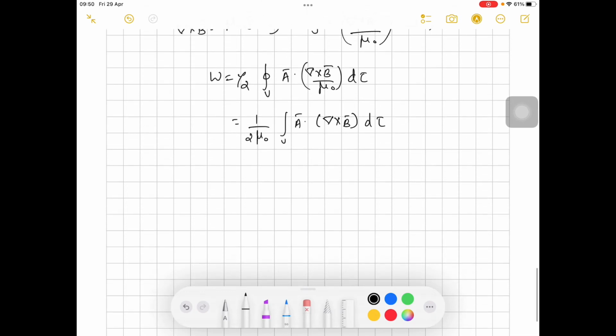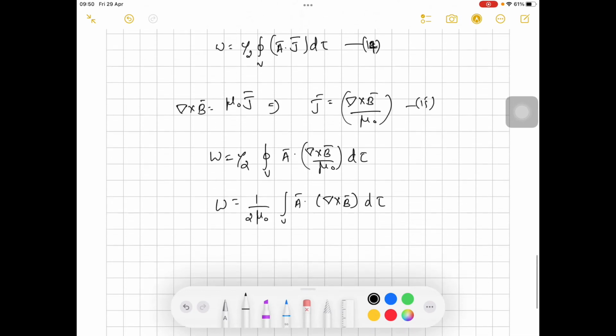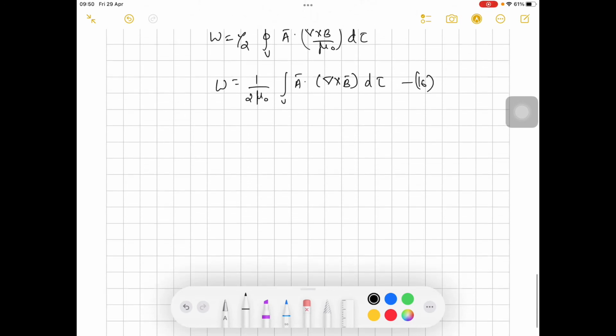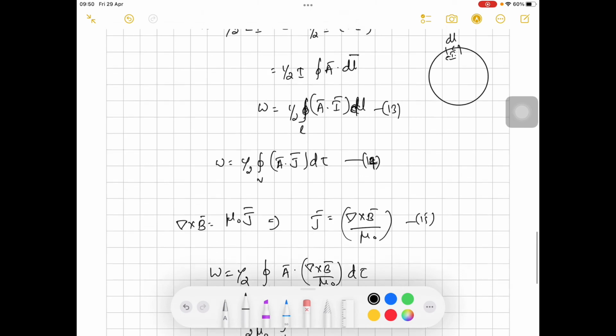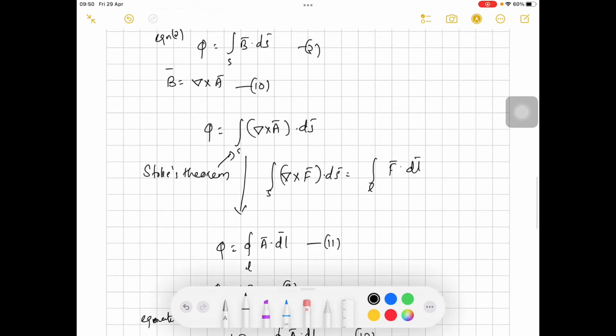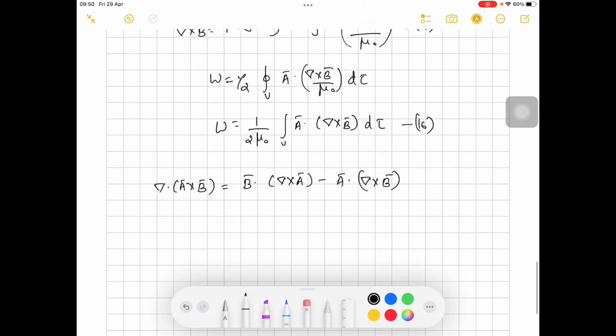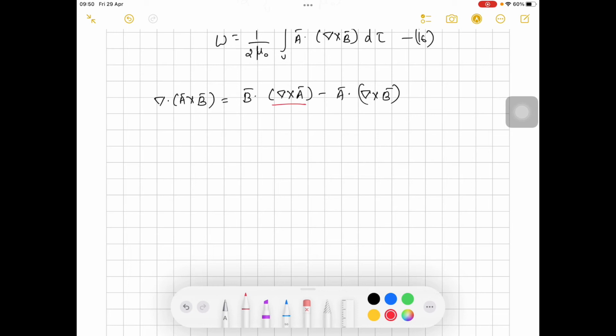Now this is the expression for work done that we have got, which is equation number 16, and there is a formula del dot A cross B. This can be written like this: B dot del cross A minus A dot del cross B. From equation number 10, B is equal to del cross A, so del cross A is equal to B. Here there is a del cross A. For that, just put B. So B dot B minus A dot del cross B.